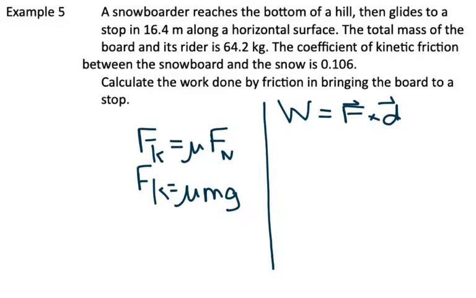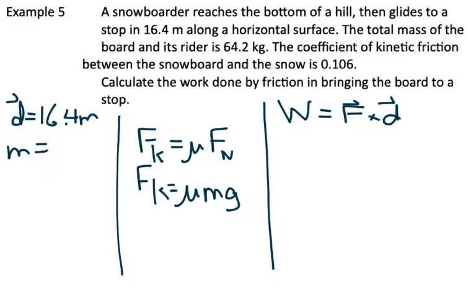So knowing that, we can work backwards and define the variables. We know that the displacement of this snowboarder is 16.4 meters. The mass, 64.2 kilograms. Coefficient of friction, 0.106. Don't need to define g because g will always be 9.8 meters per second squared.